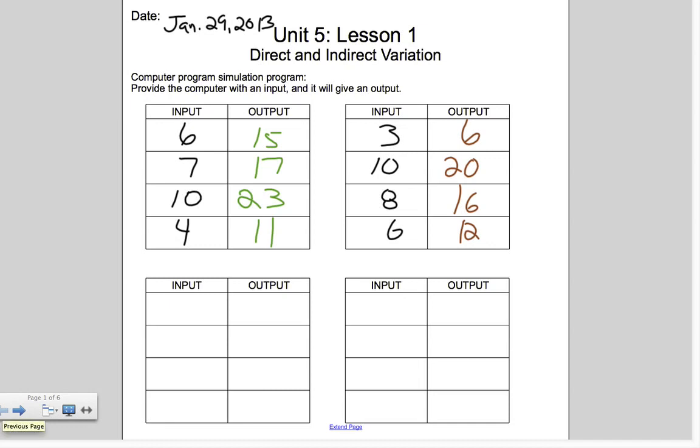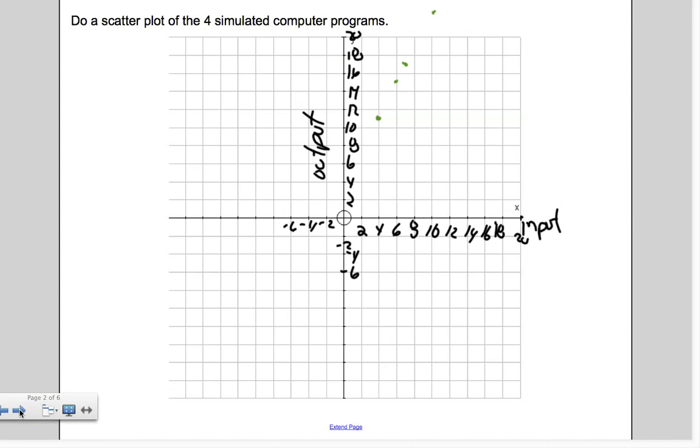Okay, so same thing with these ones. Do it on a separate graph. I'm going to do mine on the same one. No, do it on a separate one. 3, 10, 8. So we got 3, 6, which puts us around here. We have to do another one?